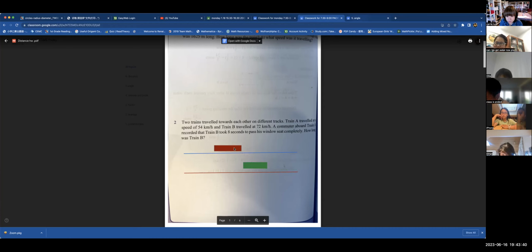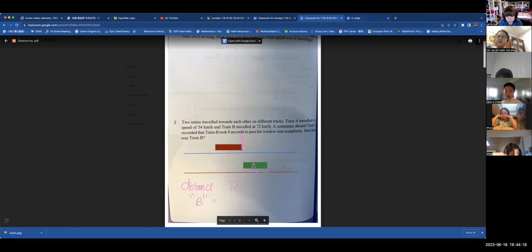So when they're heading towards each other, we can suppose that this commuter, we can say it's Ollie, is just standing in front of the train. Okay, we say he is standing at the front of the train. So how far is Ollie going past train B? Ollie is exactly passing the distance of train B. Correct, everybody? So the distance is the length of train B.